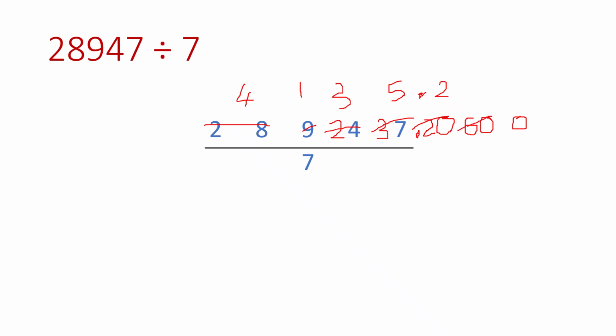How many times will it go? 60 divided by 7, 8 times or 9 times? See, 9 sevens are 63, so it is not 9 times. 8 sevens are 56, so it is 8 times.